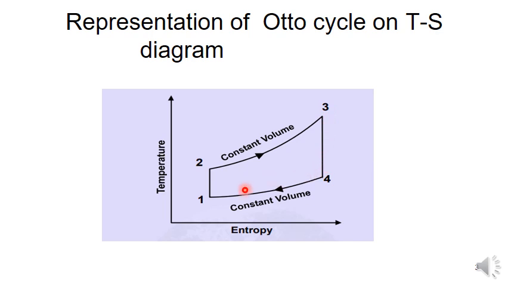From the exam point of view, they will ask how you represent the PV and TS diagrams of an Otto cycle. You have to draw the PV diagram and the TS diagram and represent the sequence of operations also: 1 to 2 adiabatic compression, 2 to 3 constant volume heat addition, 3 to 4 adiabatic expansion, 4 to 1 constant volume heat rejection.